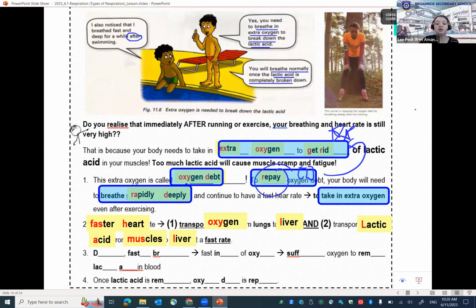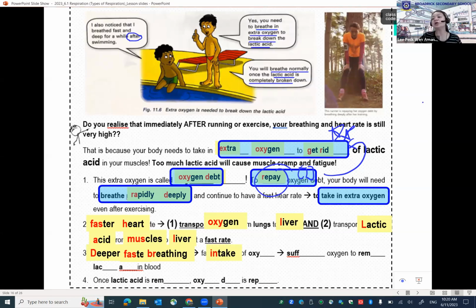Next thing, you also have deeper and faster breathing. Okay, why must you have deeper and faster? Remember, deeper and faster are different. Deeper means how much you breathe in. Faster is panting, how many breaths per minute. So both must happen at the same time. You must take in more and you must take in more faster per unit time.